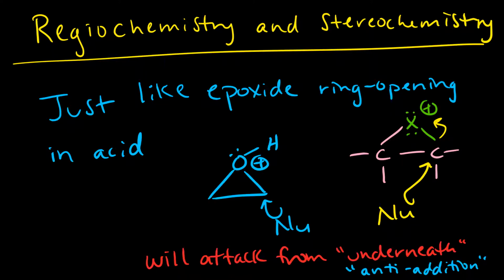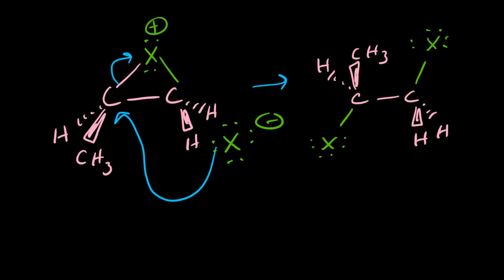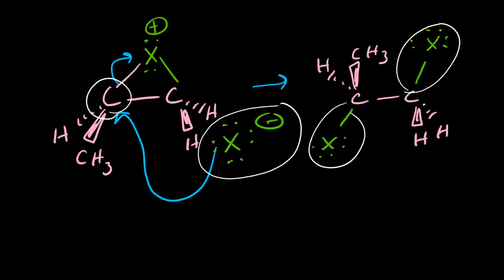And also the attack is going to come in from underneath, just like it did with the epoxides, and this is called an anti-addition, when the nucleophile ends up on the opposite side of the leaving group. For example, if we had this halonium ion, the nucleophile, the X minus, would choose to go to this more substituted carbon, and you have the anti-product that's formed.